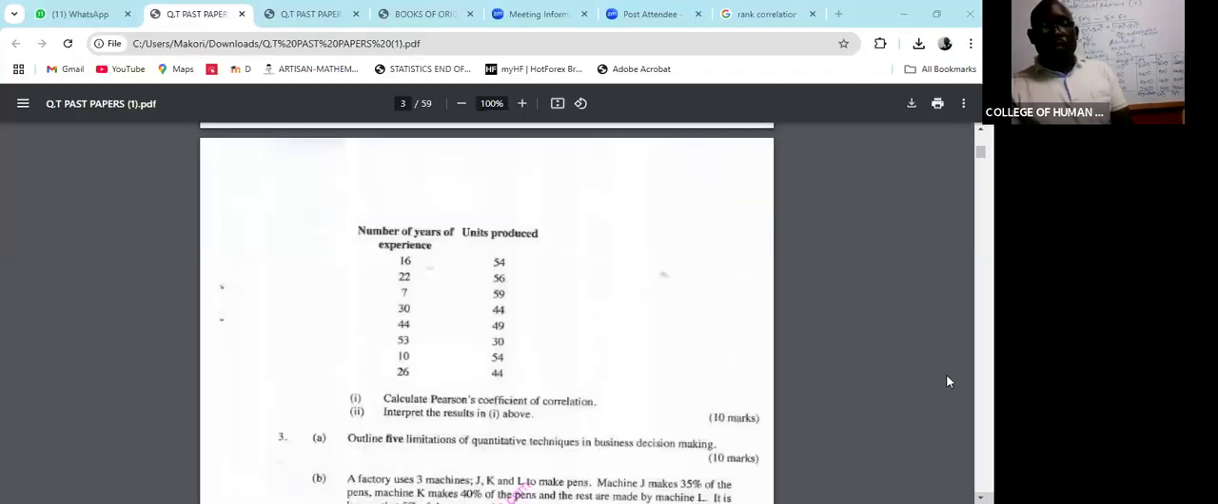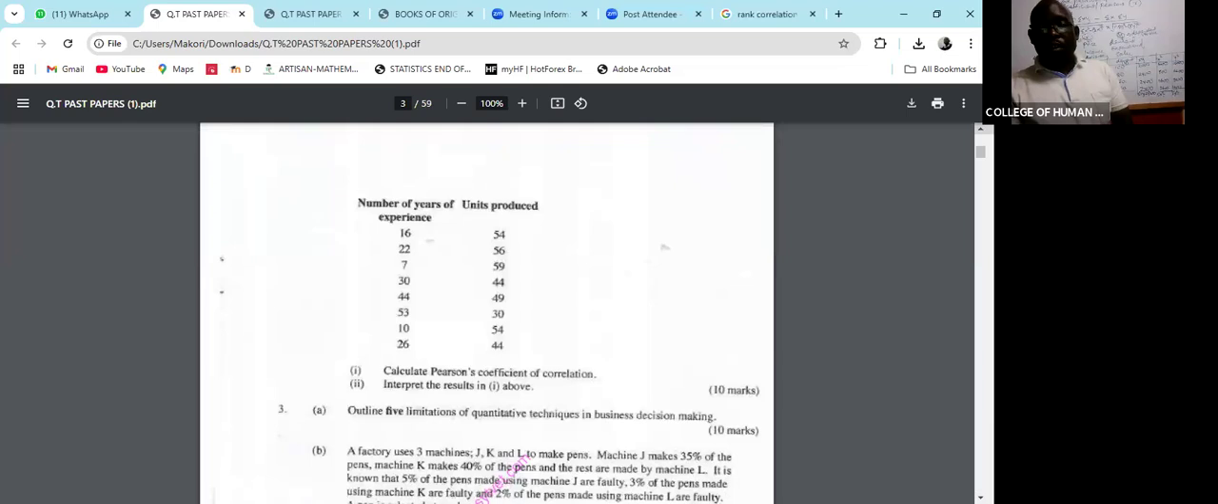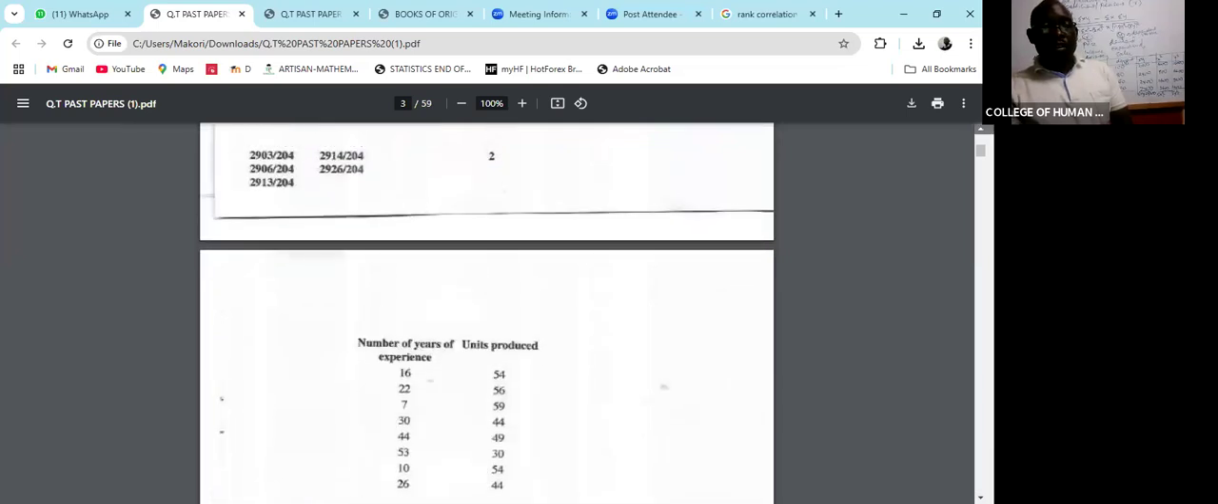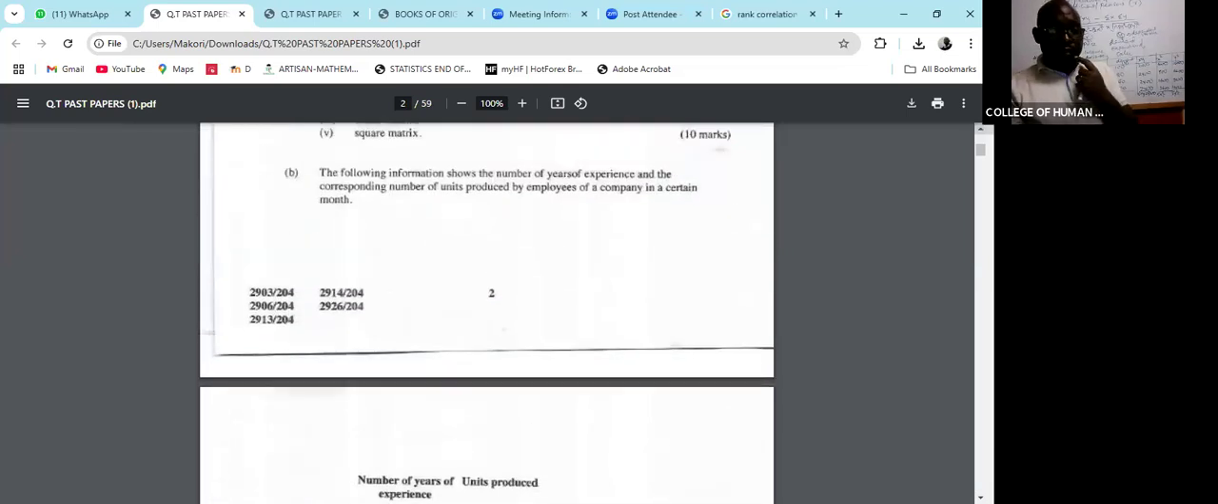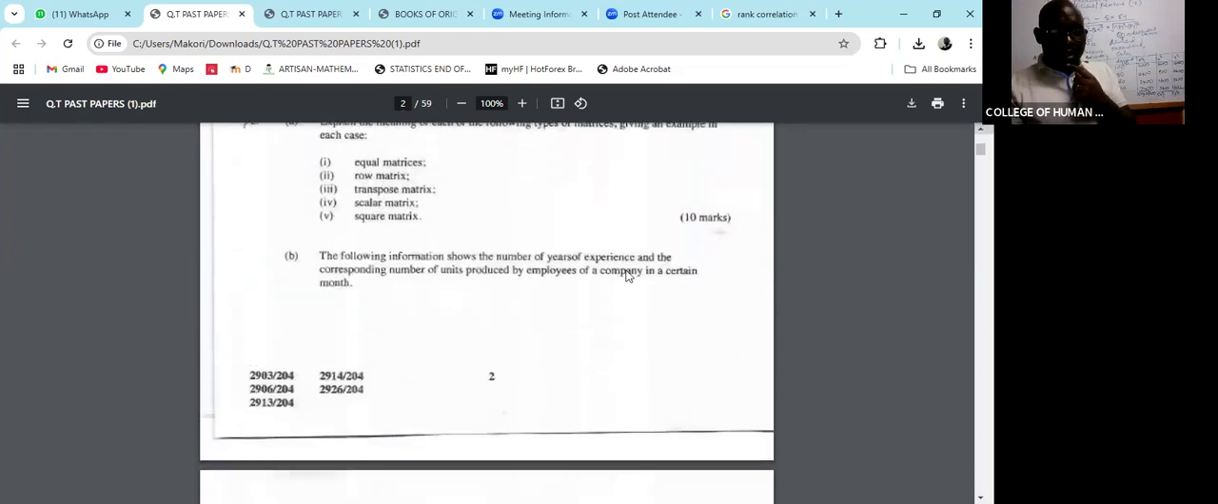There is this question here. It is a question that was tested. I don't know the year. This is question 2B, that says the following information shows the number of years of experience and the corresponding number of units produced by employees of a company in a certain month.